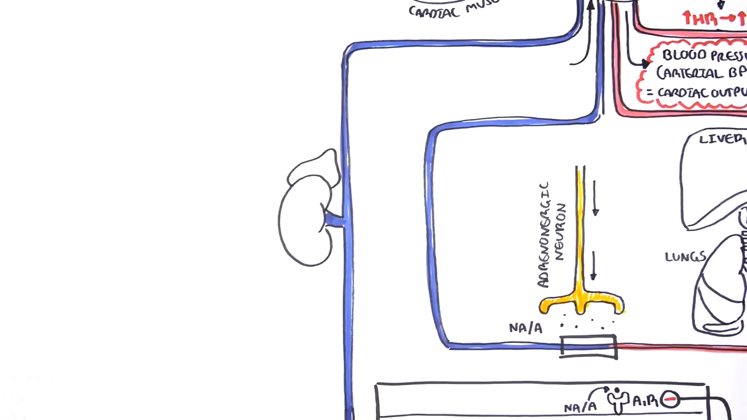Next is D for diuretics. So when we think of diuretics, we think of the kidneys.